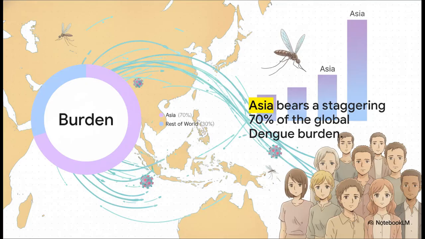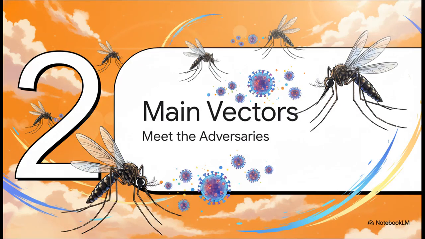And when we zoom out to look at the global data, the numbers are just staggering. In recent data, we're talking about 6.5 million reported cases worldwide. But that burden, it is definitely not shared equally. Asia bears an overwhelming 70% of the global dengue burden. In fact, in parts of Southeast Asia, dengue is considered hyperendemic. That means multiple strains of the virus are constantly circulating at incredibly high levels, causing massive outbreaks in both urban and rural areas.